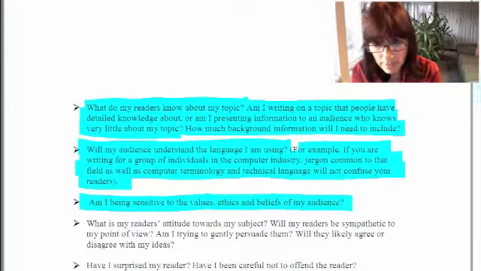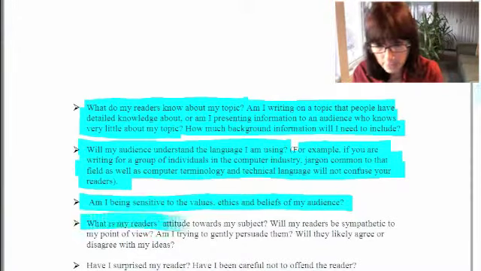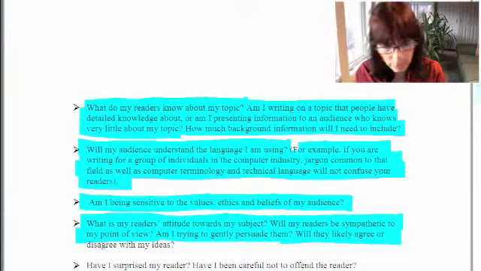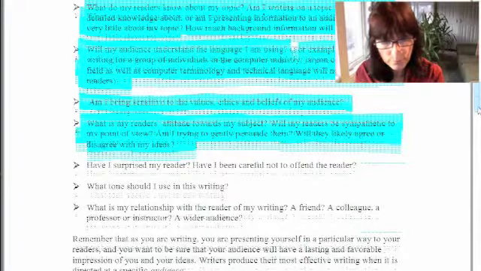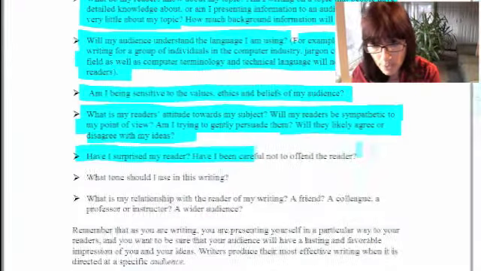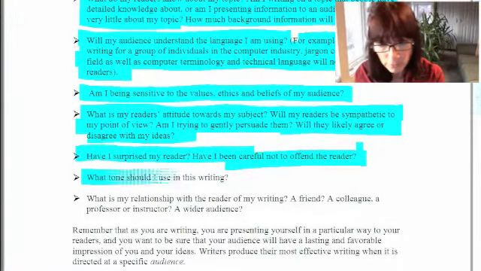Ask yourself, am I being sensitive to the values and the ethics and the beliefs of my audience? What is my reader's attitude toward my subject? Do you think your reader will be sympathetic to your point of view? Say to yourself, am I trying to gently persuade my reader? Will my reader be likely to agree or disagree with my ideas? Other questions you can ask yourself: have I surprised my reader? Have I been careful not to offend the reader?